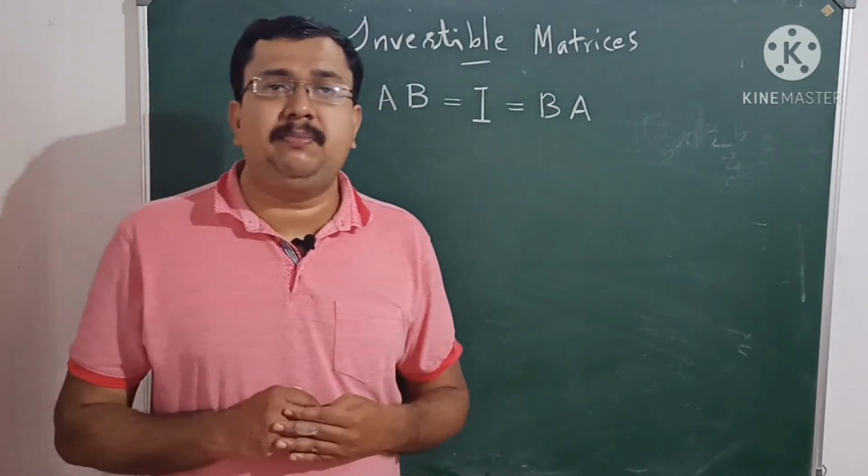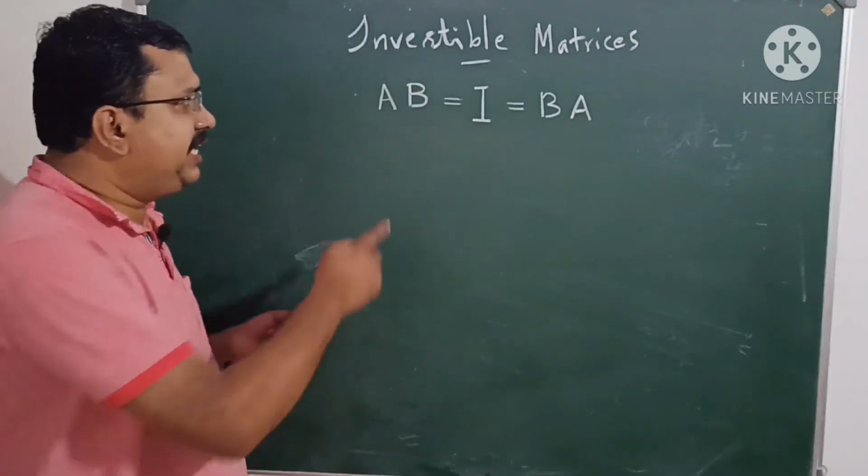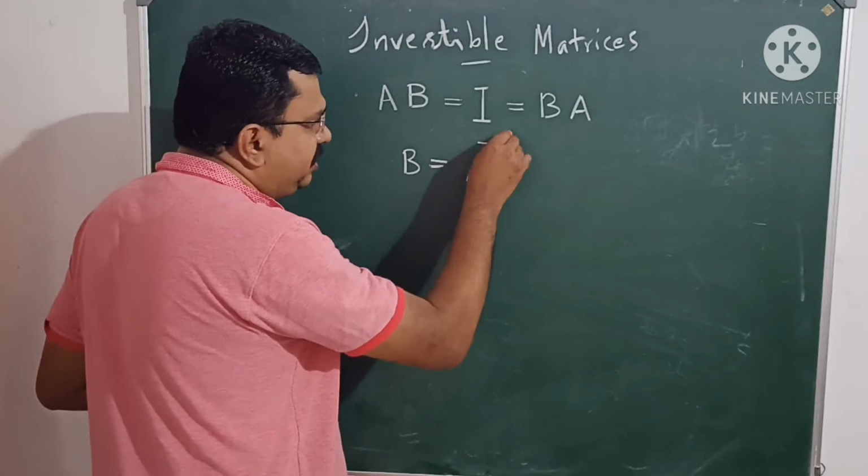When A into B is multiplied, what should we get? If we get the identity matrix, we can say that B is equal to A inverse.